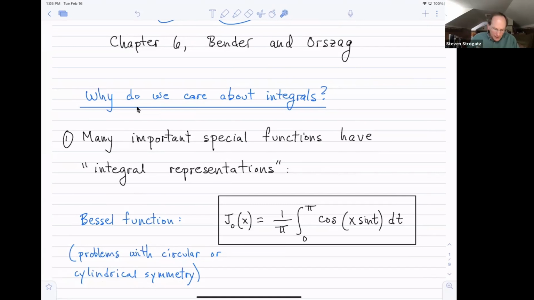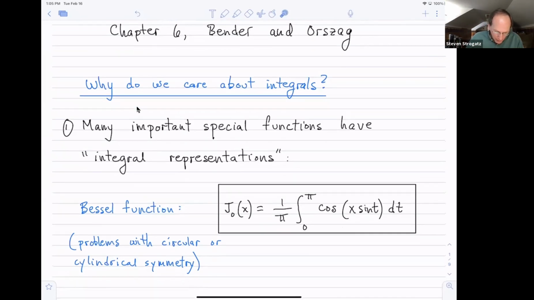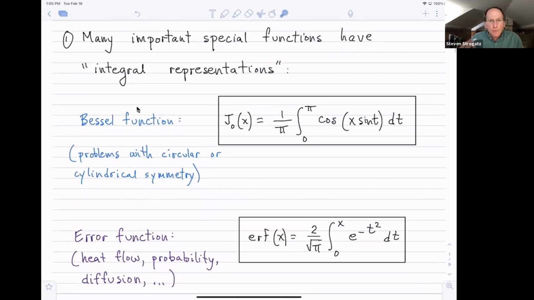So the most famous is this J0 Bessel function, which has a very nice integral representation in terms of cosine of a strange-looking argument, x sine of t, dt. So we'll see later in the course how we can derive integral representations like this for solutions of certain linear ordinary or partial differential equations. But for now, let's just take it for granted that J0 can be written this way. If you want, you could even think of it as a definition of J0. So that's an example of where you might have an integral.